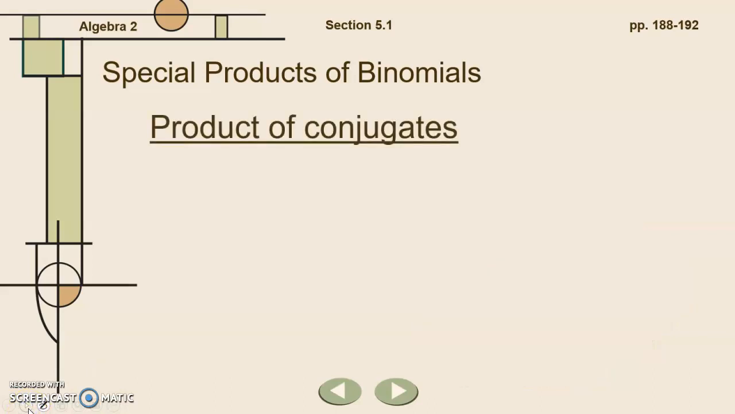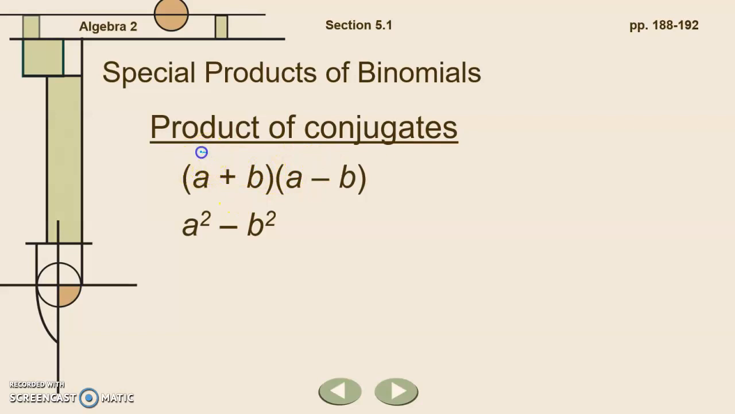So the first shortcut that you need to know about, or the first special rule, is called the product of conjugates. And a conjugate is when you have two binomials or two numbers in this form, a plus b and a minus b, and we're multiplying those together. Well, our special rule of conjugates is that a plus b times a minus b gives us a squared minus b squared. And let's take a look at why that is.